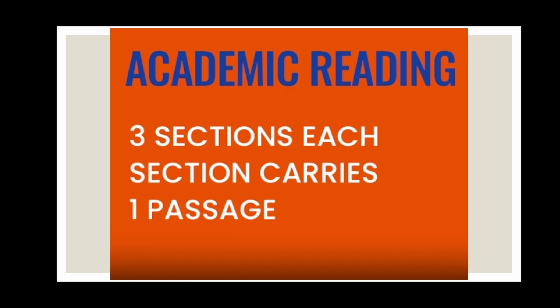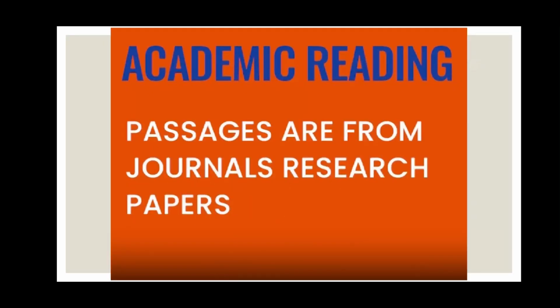Let's discuss the basic format of the reading section. In Academic reading, there are three sections, and each section will have one passage. The passages are lengthy in nature. They are taken from journals, research papers, or news. So the student has to read the passage, and they have to find the answers to the questions.